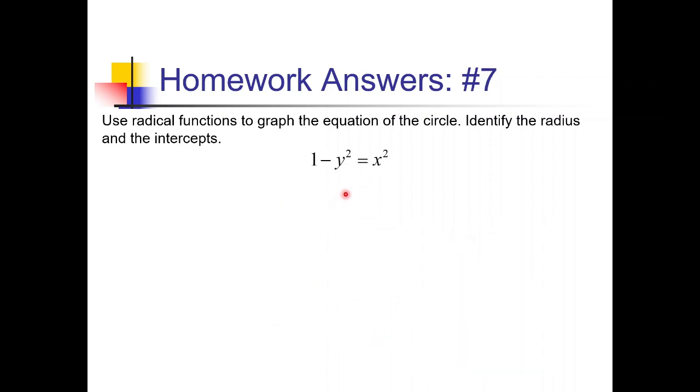To graph this circle using radicals, we're going to isolate the y squared. So first let me get y squared by itself, and then I'll take the square root of it. So one thing I can do is subtract the x squared from both sides and then add the y squared to the other side. So we'll have 1 minus x squared equals y squared. And then if I square root both sides, I've got plus or minus the square root of 1 minus x squared. Let me go ahead and graph this on Desmos now.